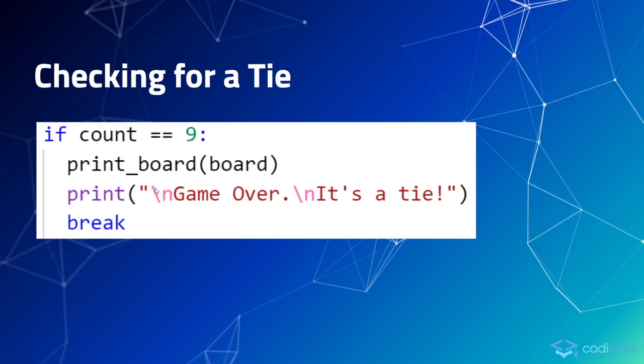Just a reminder, these \n characters are just escape characters, and they're just printing a new line for clarity. Nothing fancy here, just escape characters for formatting. And since there's a tie, we know the game is over, and we break out of our entire gameplay loop.